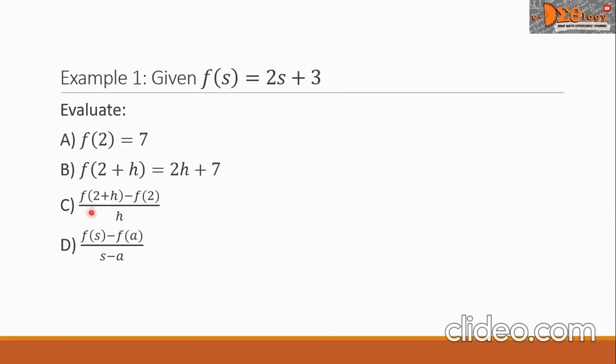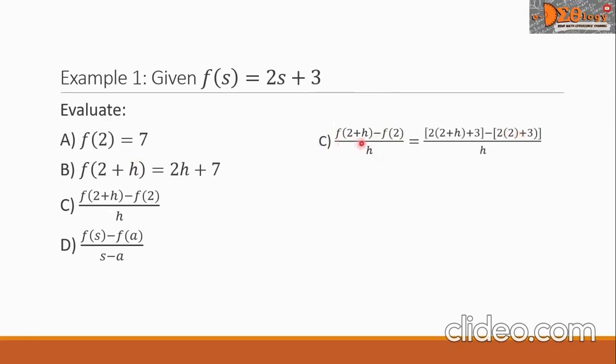Then let's go to letter C. Let us simplify the fraction. The numerator is f of 2 plus h minus f of 2 all over h. I hope you notice that the first function here is our function b. And the second function f of 2 is our first function a. And all over the h. So just to show, we will do like this.